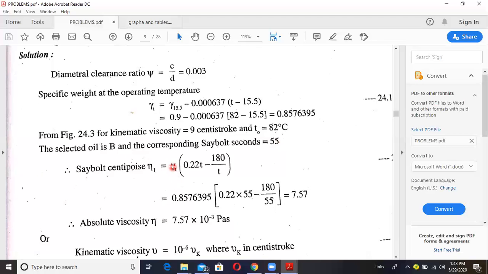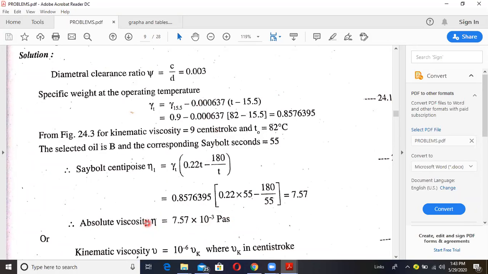Eta 1 is equal to gamma T, 0.22 T minus 180 by T. Substitute gamma T, which you have calculated here, and the T you got here. Substitute and calculate the absolute viscosity. After simplification you will get 7.57 into 10 to the power of minus 3 Pa·s. So this is very important to calculate the absolute viscosity.